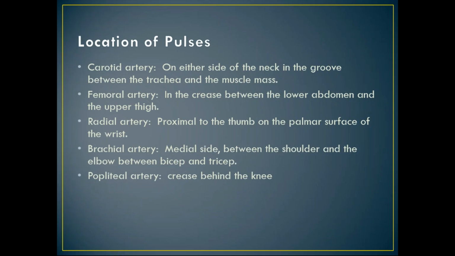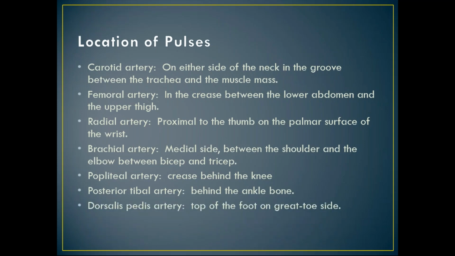Then a couple of artery locations that we don't check very often. One is going to be the crease behind the knee. Then we also have the posterior tibial artery. So this is going to be behind that ankle bone. Lastly, we have the dorsal pedis artery. So this is going to be at the top of the foot and the great toe side. So all these pulse checks are going to be what's called peripheral pulses. And so usually our systolic blood pressure is going to be right around 90.